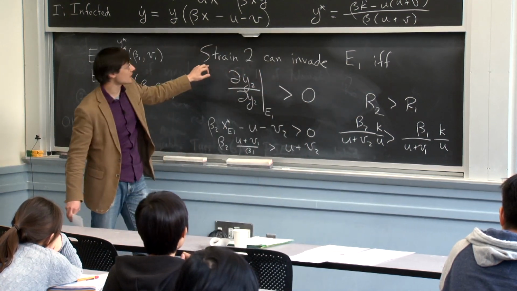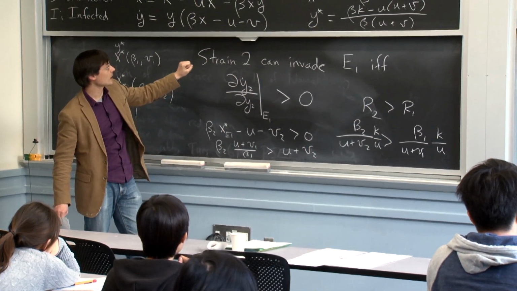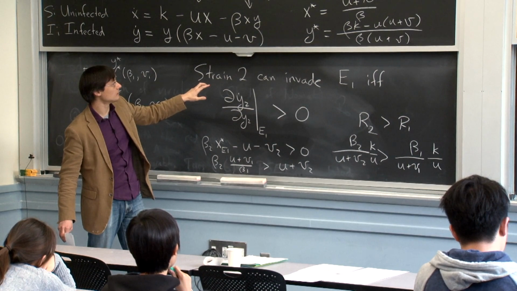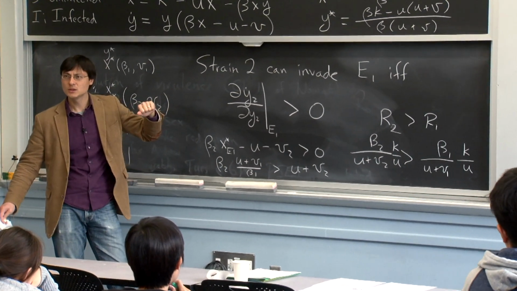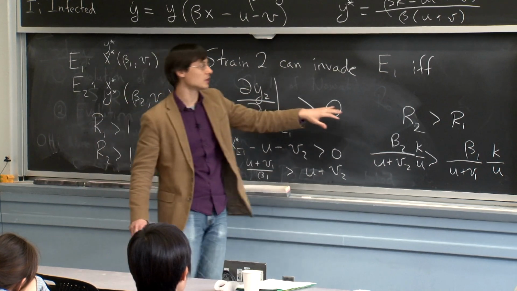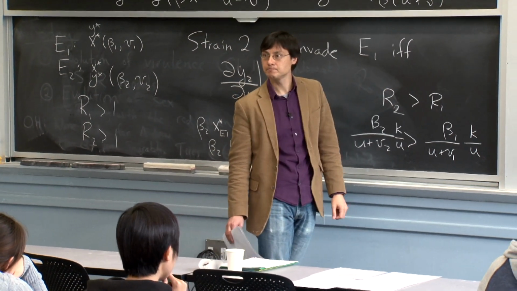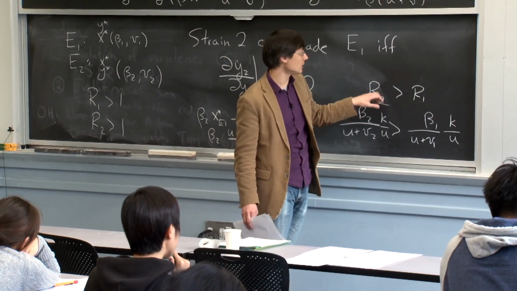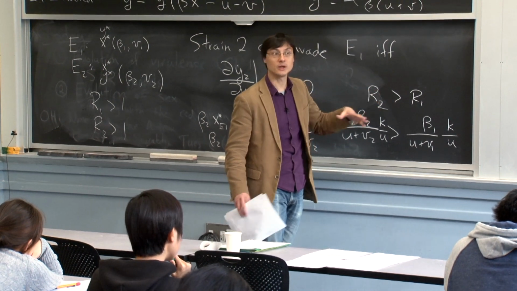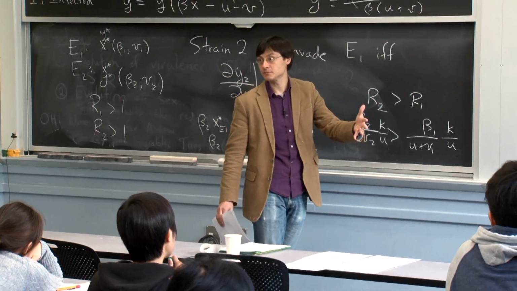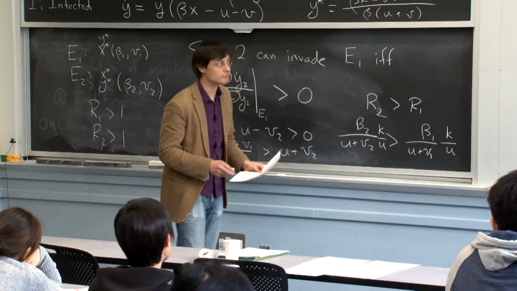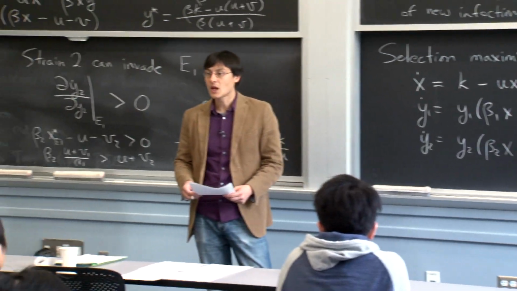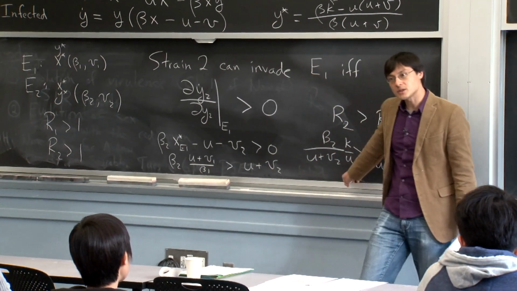Now, you can also ask the same question about whether strain 1 can invade strain 2, right? And that is kind of the same thing. So it all comes down to the orderings of R2 and R1. And what you find is that if this condition is satisfied, strain 2 will drive strain 1 out of the population. Right, so if they're the same, then you can get coexistence.